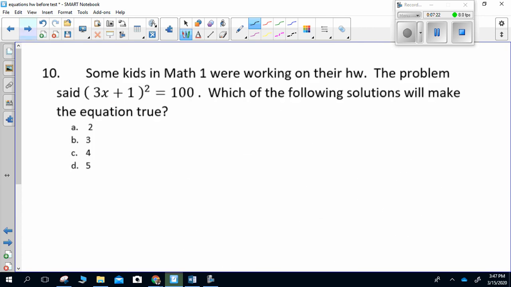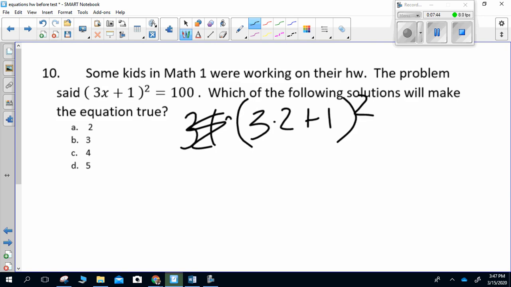And the final question. Some kids in Math 1 were working on their homework. The problem said (3x + 1) squared equals 100. Which of the following solutions will make it true? So you have to try 2, 3, 4, and 5 in place of x. So 3 times 2 plus 1, the quantity squared. 3 times 2 is 6, plus 1 is 7.